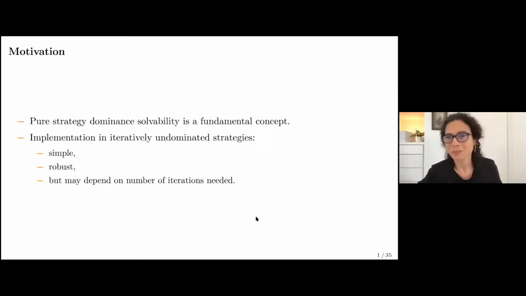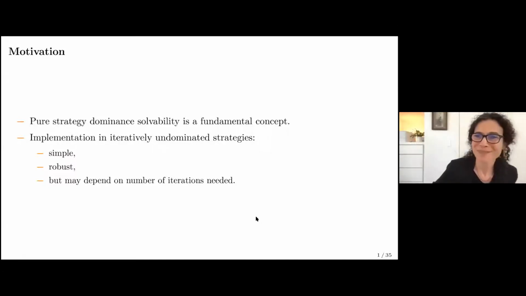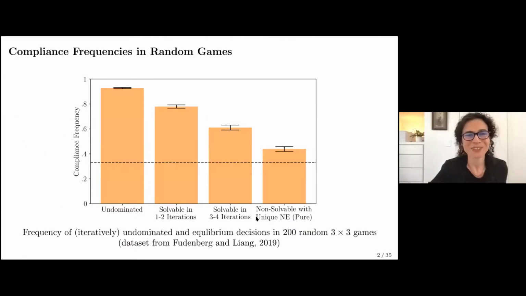So just to put some data on this problem, let me show you a figure that relies on data given to us generously by Drew Friedenberg and Annie Liang. So they ran 200 random 3x3 games on MTurk. And so on 3x3 games, if someone plays randomly, the probability of any action is 1/3. So that corresponds to this horizontal dashed line.